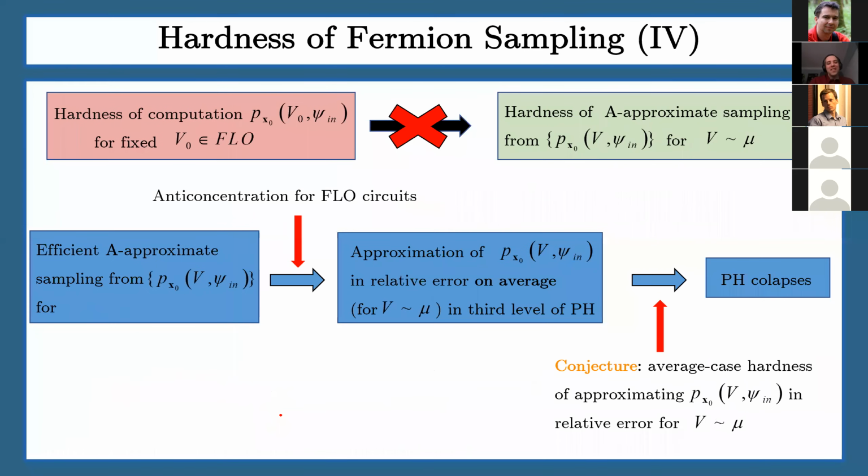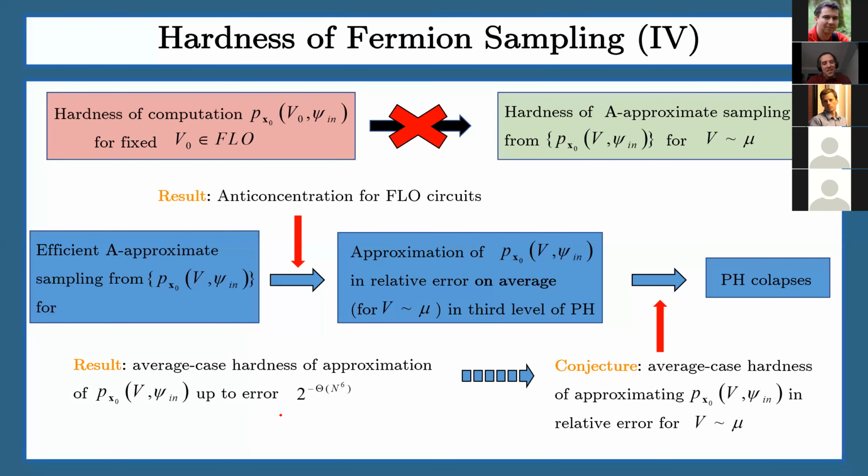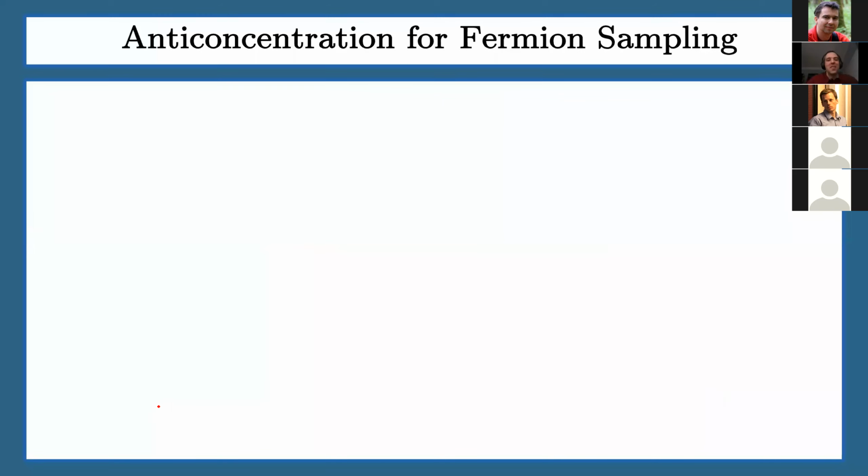And what can I say? You can play the same game for fermion sampling. Our first result is that this anticoncentration holds. Many things have to be proven to show it. The second result is that we also give this average case approximation of probability amplitudes up to some exponentially small error. So in that sense, we are comparable to random quantum circuits. By the way, neither anticoncentration nor average case hardness of probability amplitudes is established for boson sampling. In that sense, what we have is stronger.